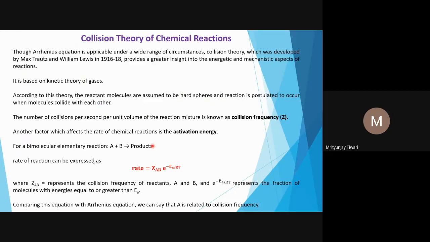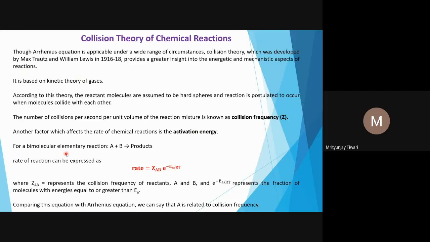Another factor which affects the rate of a chemical reaction is the activation energy, which we have seen in the Arrhenius equation. So these two factors, according to collision theory, affect the rate of a reaction. One is the collision frequency, and another is the activation energy.